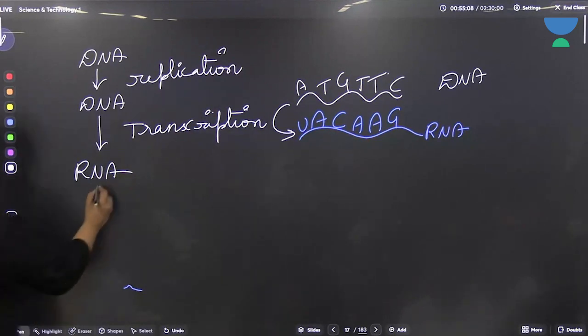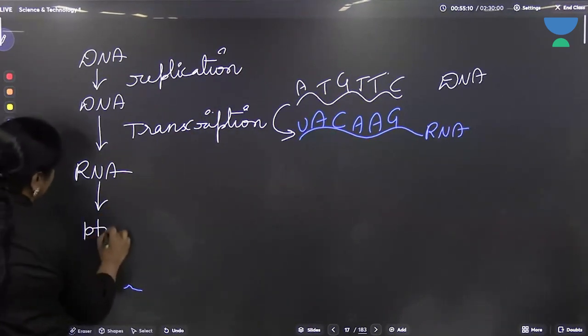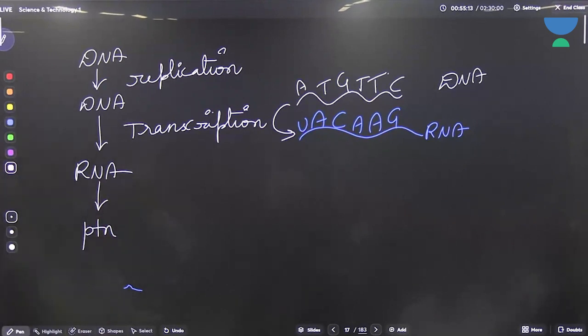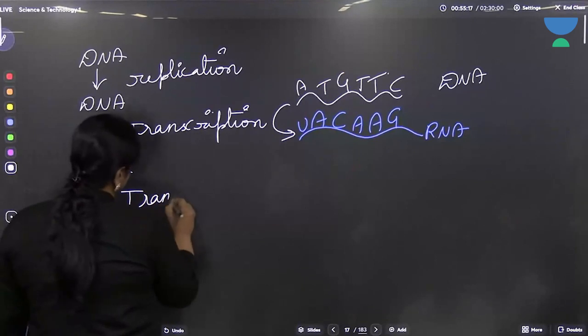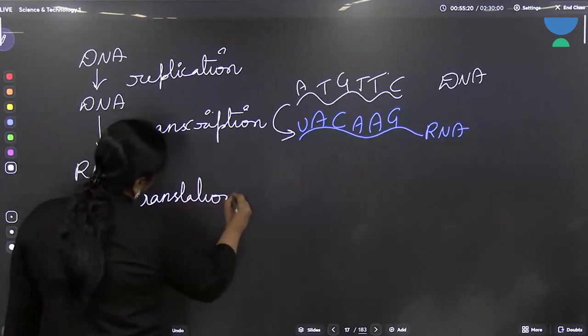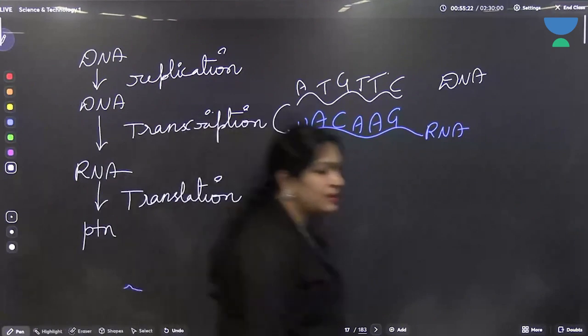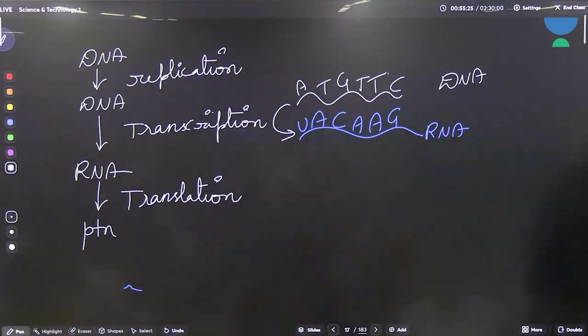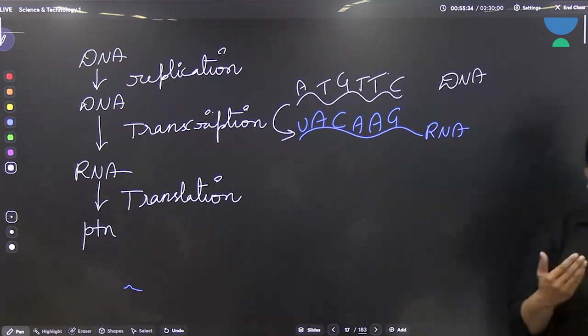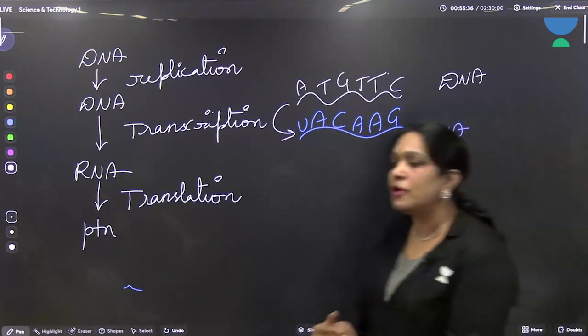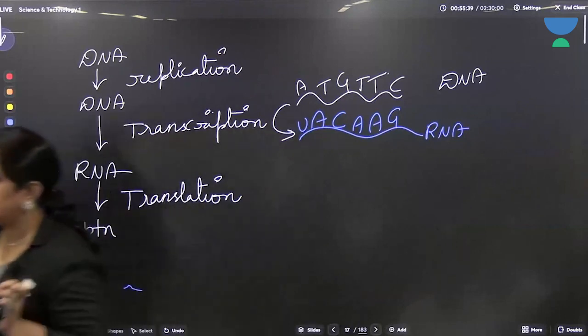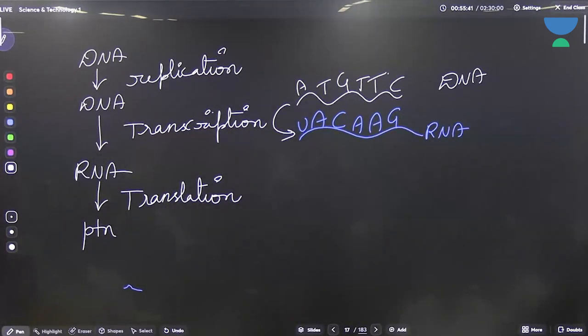Then what happens is this RNA will become protein. The RNA will then get converted into protein. That process is called translation. Use the word once again. Translation. For example, genes will produce proteins. Restate it once. Genes produce protein. For example, the hemoglobin gene produces hemoglobin protein. The insulin gene produces insulin protein.